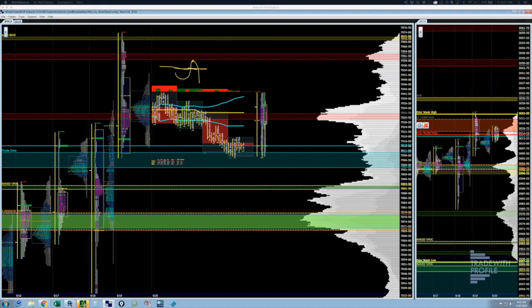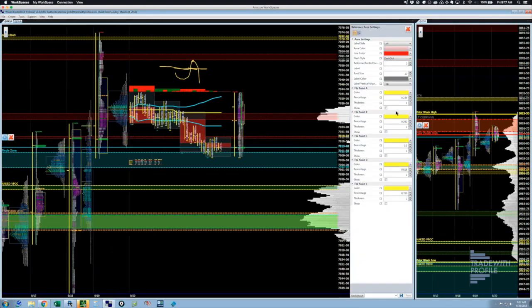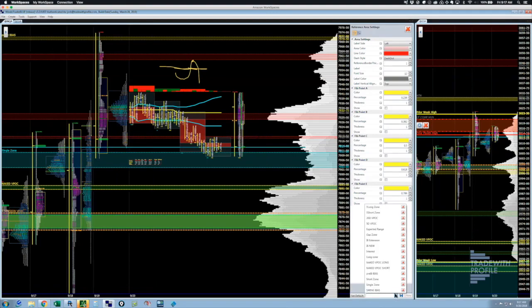What does a market do? Well, it rests, which is called balance or congestion or consolidation. There's lots of different terminology there. And then it auctions away. It breaks out and goes into auction, and it's doing what? It's testing for new levels. And one of 2 things happens. It finds responsive buyers or sellers, or it finds acceptance and starts to balance, consolidate, or whatever the case may be.